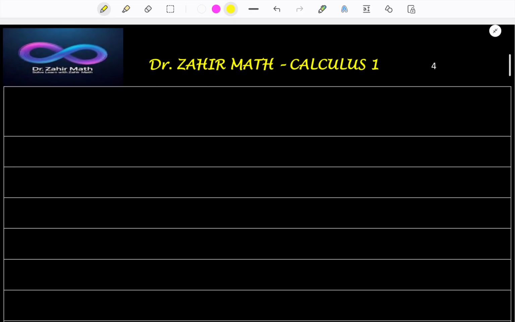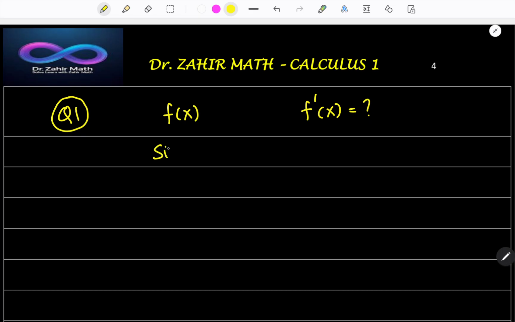Okay. Right. The next question is question number 1. What is the question? f of x is equal to, and f dash of x is the question mark. f of x, we will write it as sine inverse root x. This is the question, and they are asking what is f dash of x. Okay, this is the question, right?